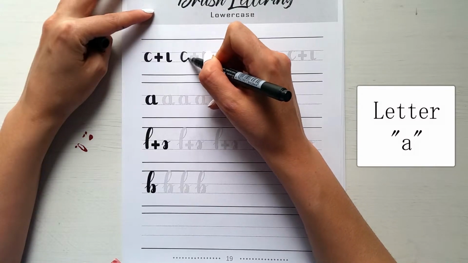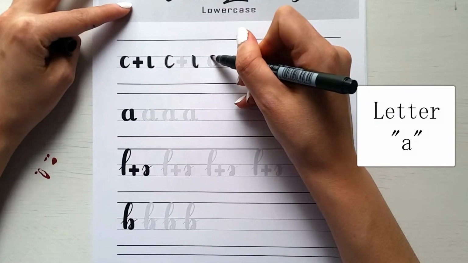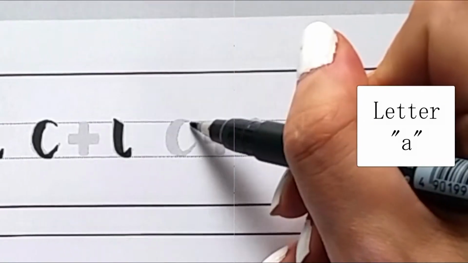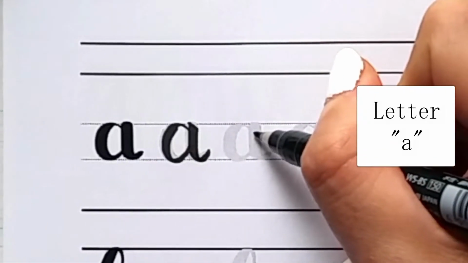I don't like to draw my letters just at once. I normally break down each stroke so that I can put my arm into the right position. You can see the A starts with an oval shape and then with downstroke.